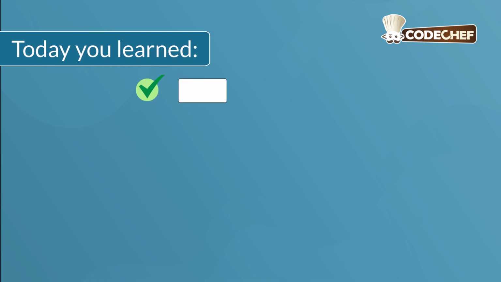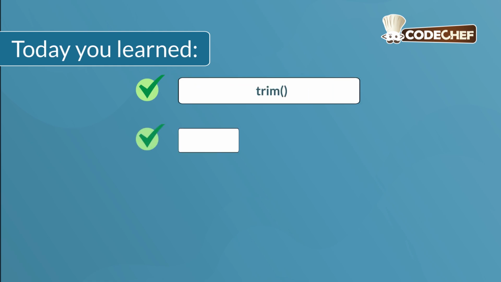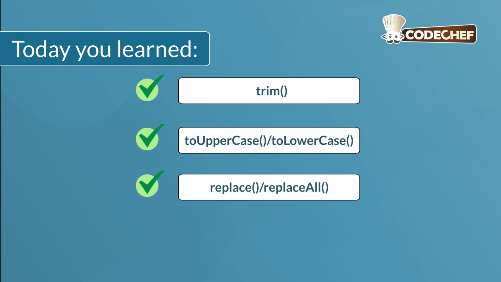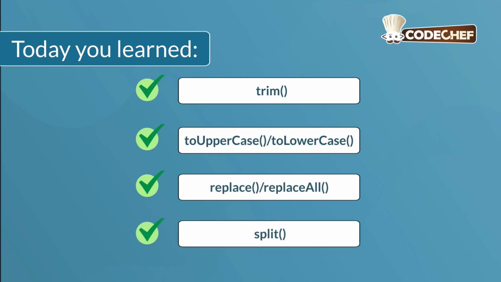Today, you learned how to clean with trim, convert case with toUpperCase and toLowerCase, replace text using replace and replaceAll, and separate text with split. These are some of the most powerful tools for text processing in Java.